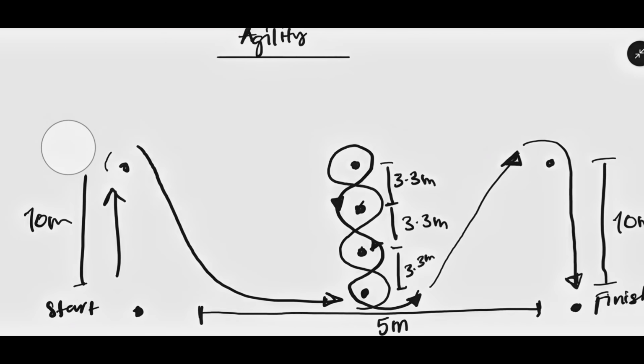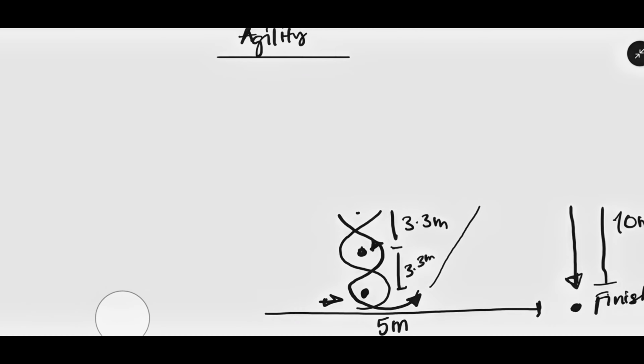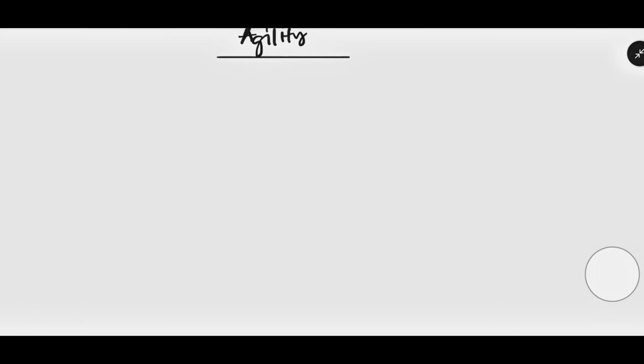Now, how about the T-test? So it's a very similar thing. The T-test just has less cones and it's in the shape of a T. So let's place our cones right here. 4 cones making up a T. This is a start and the finish line.